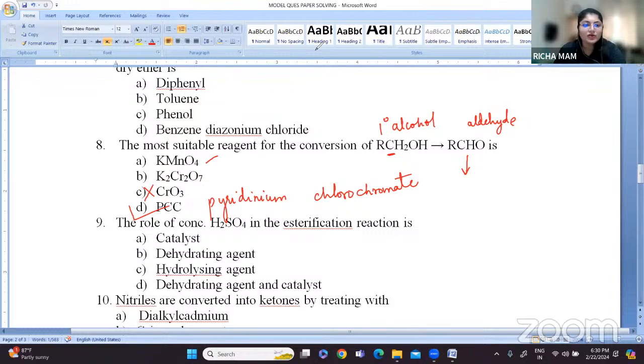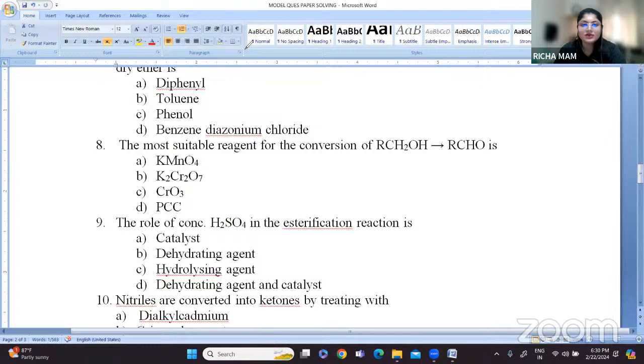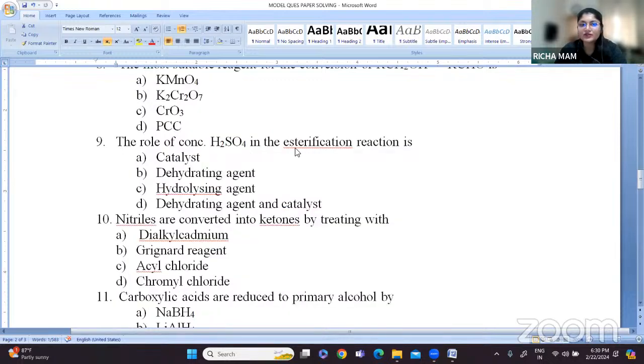Fine. So we'll go for the next one. Whoever has answered it as D, D is the correct answer. Okay. Next question. The role of concentrated H2SO4 in the esterification reaction is.